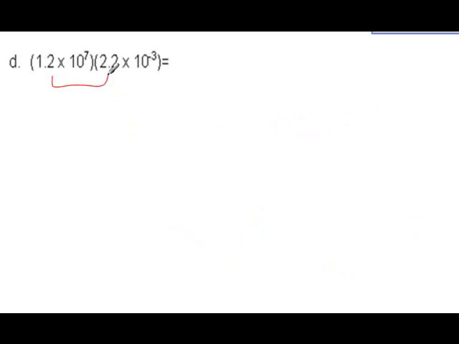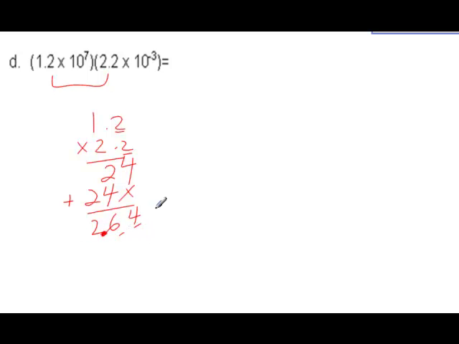D. This was a teeny bit harder because those numbers aren't as easy. So multiply, multiply. 4, 6. How many decimal places in my problem? 2 right here. So I have 2 in my answer. So 2.64, right off the bat. Do I need to change this? No. So I'm good.